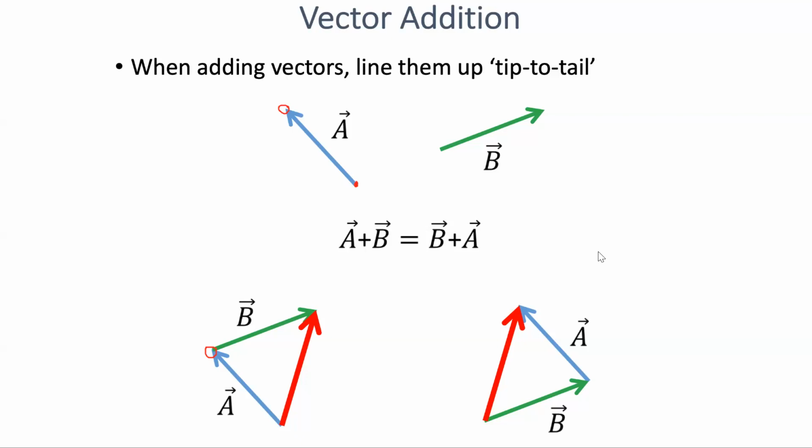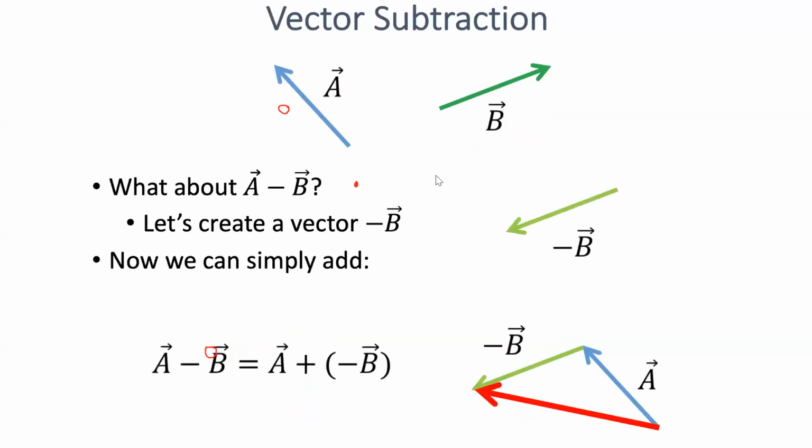Does anybody have any questions about vector addition? I'm sure you're all pretty proficient with that, but subtraction is usually where it starts to get a little trickier in terms of keeping track of the negative. So here we have vector A and B again. It's important to note that vector A minus B, if we want to reframe it in terms of addition, is equal to vector A plus a negative vector B.